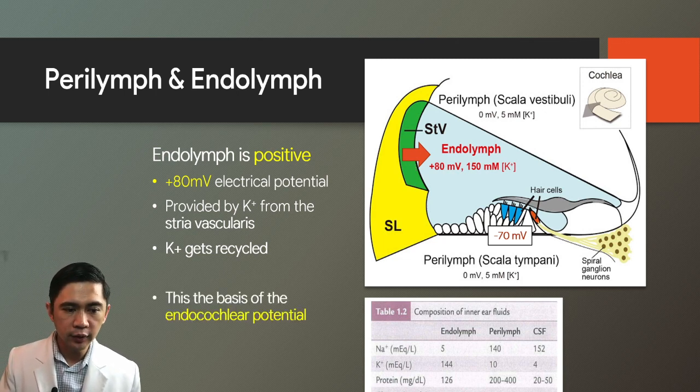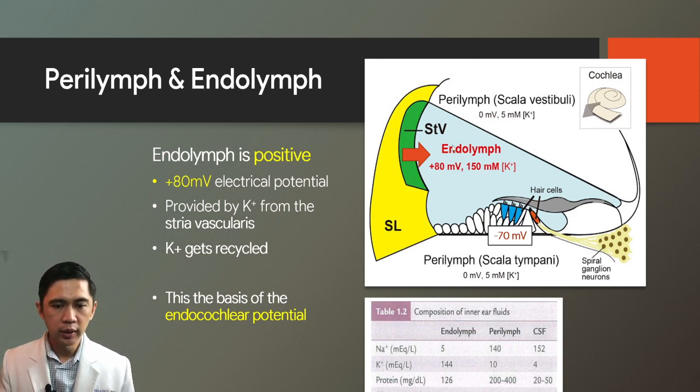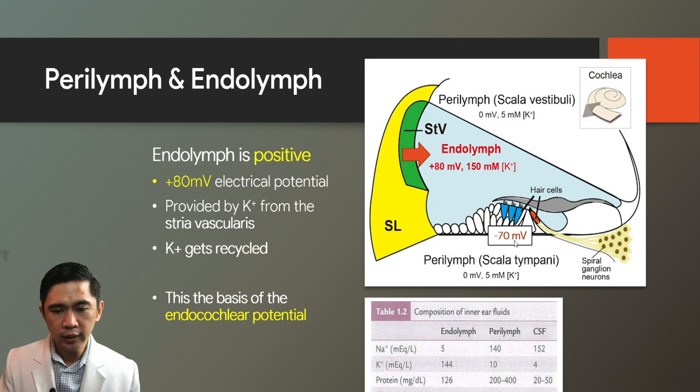This is the basis for the endocochlear potential, the 80 and the 0. The hair cells have a negative 70 millivolts to them. So there is a difference here and there's a difference here.